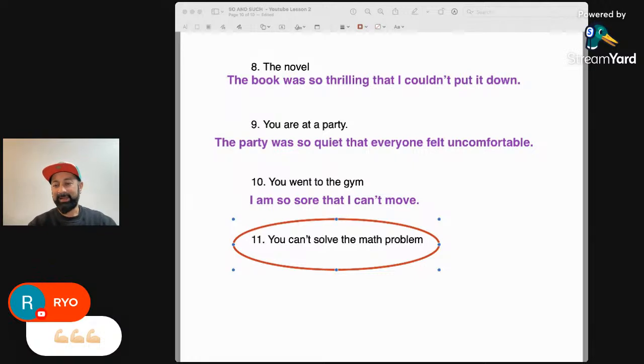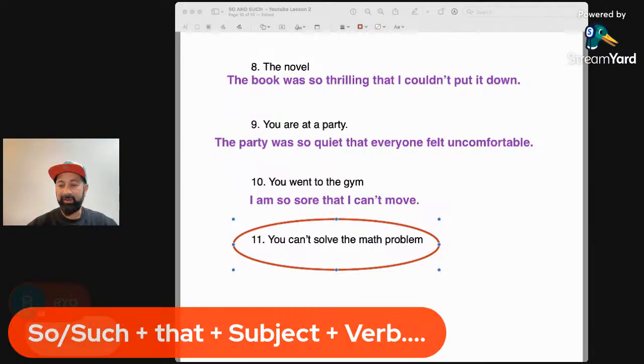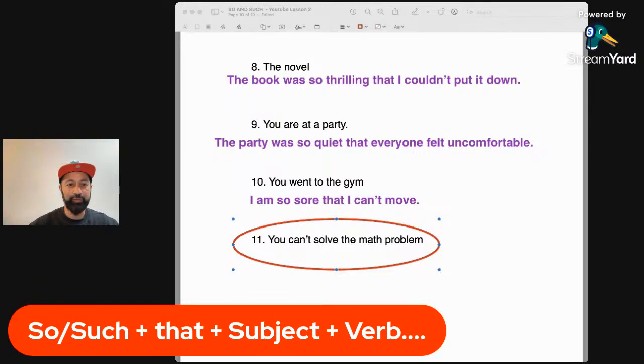Okay, guys, let's end it there. Thank you so much for joining me today. Today was a part 2 lesson, so and such, and then we extended that sentence. We added extra information by using that, a subject and a verb, right? So it's always good to be able to speak in long sentences. So this was a good lesson to practice that.